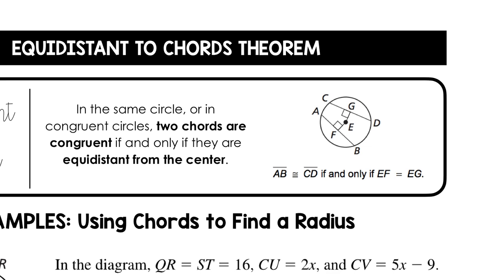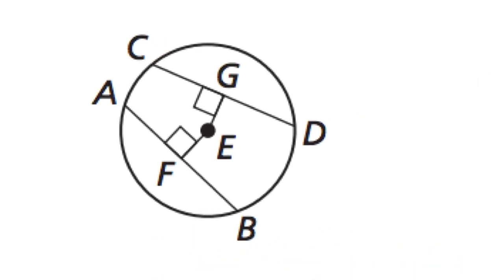So let's look at this picture here because this picture is kind of hard to look at. I'm going to label some things. We have a chord right here from A to B, and then we have another chord from C to D. And the theorem says that these chords will be the same size, they're going to be congruent, only if they are the same distance away from the center.